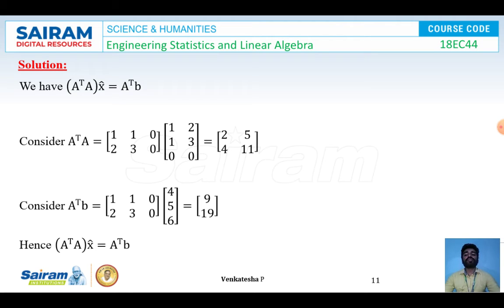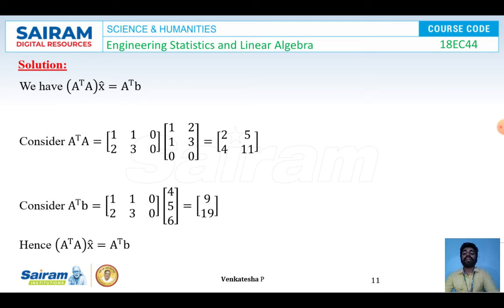So A transpose A is given by taking the A transpose matrix, that is 1 1 0 2 3 0, and taking the A matrix 1 2 1 3 0 0. Now multiplying both: multiplying first row with first column, I got 2. First row with second column, I got 5. Second row with first column, I got 4. Second row with second column, I got 11.